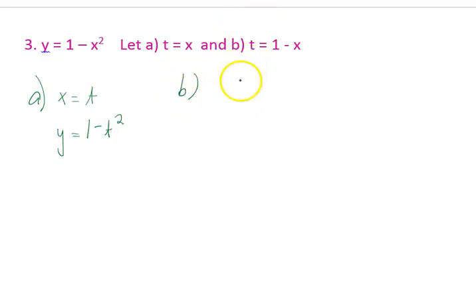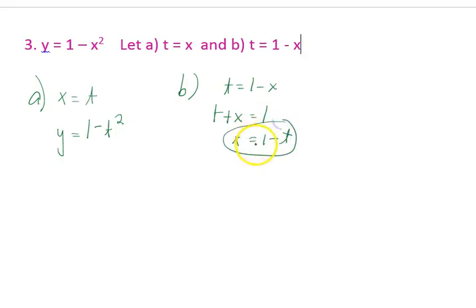Part B is a little bit more complicated. You have a little bit more of a step because they're not exactly one-to-one equal here. So if t equals 1 minus x, I can solve that for x. So I'm going to say t equals 1 minus x. I'm going to add the x to the other side and then subtract t. So x, one of my equations, is going to equal 1 minus t. So there's one of my parametric equations.